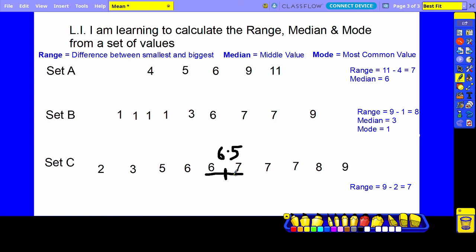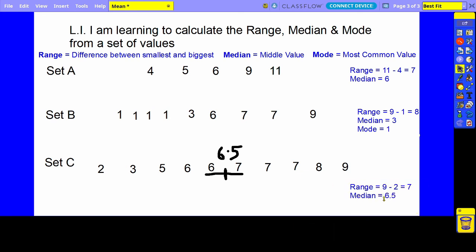So whenever you have an even set of numbers, you need to add both middle numbers together. And you can tell that they're the middle because there's 4 numbers after it and 4 numbers before it. So the median here is going to be 6.5. Then lastly, the mode, very simply the most common number, and in this data set, it's 7. There are 3 instances of 7, or the frequency of the number 7 is 3.